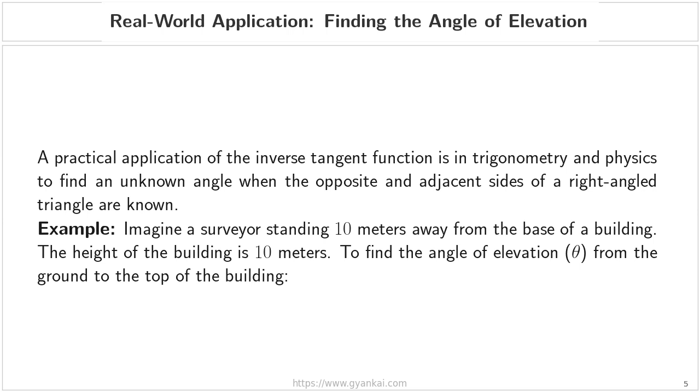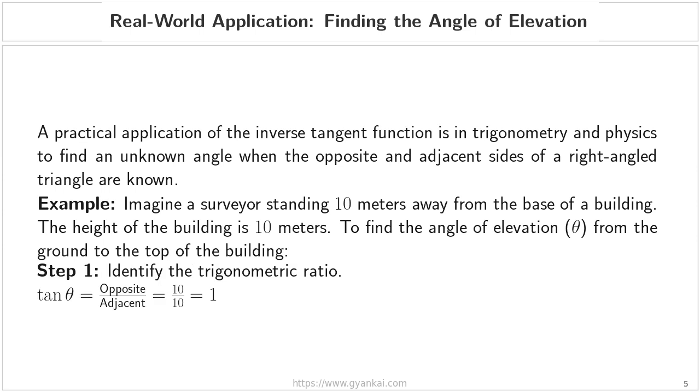Imagine a surveyor standing 10 meters away from the base of a building, and the building itself is 10 meters tall. Our goal here is to find the angle of elevation, which we will call theta, from the ground up to the top of the building. We begin with step 1, identifying the trigonometric ratio. As we know, the tangent of an angle is the ratio of the opposite side to the adjacent side. In this case, both the height of the building and the distance from the base are 10 meters. So, the tangent of theta equals 10 divided by 10, which simplifies to 1.